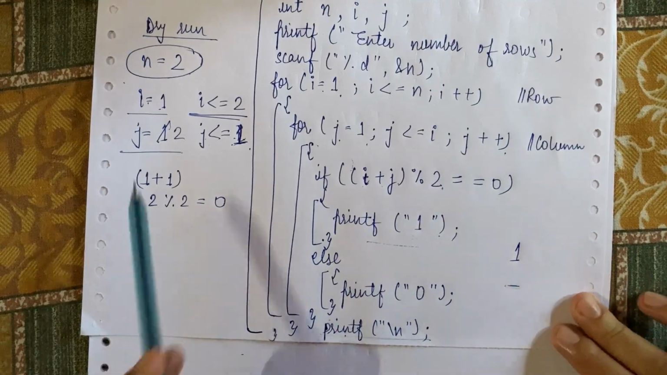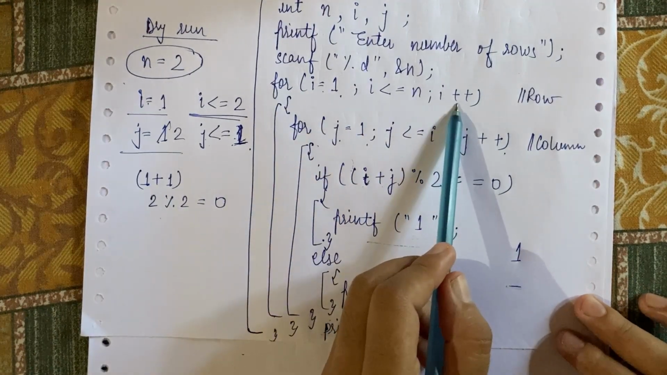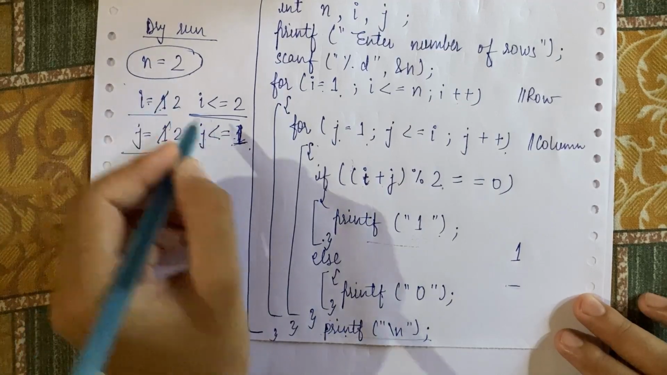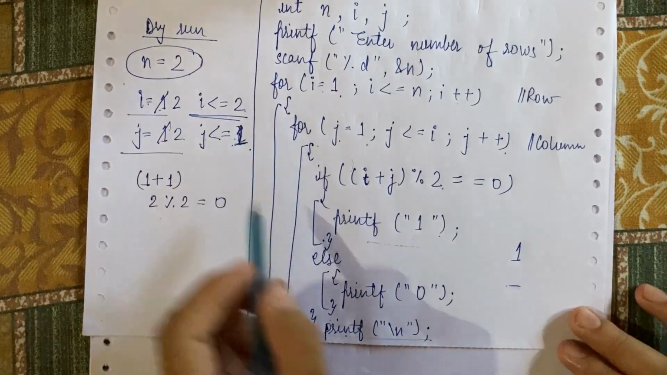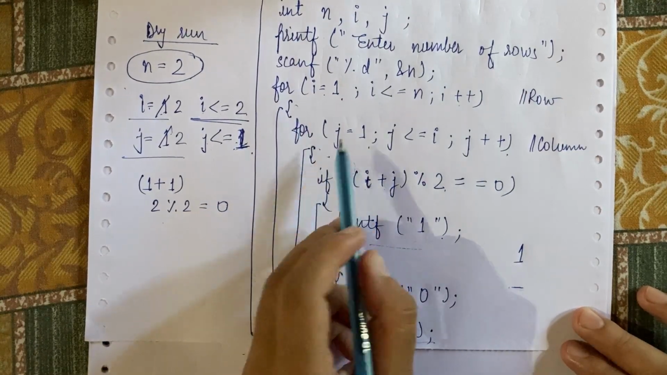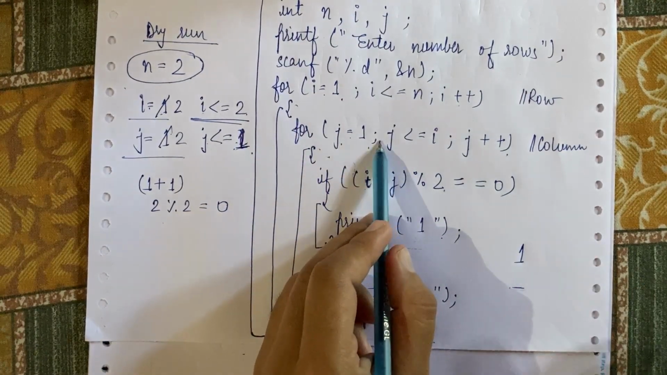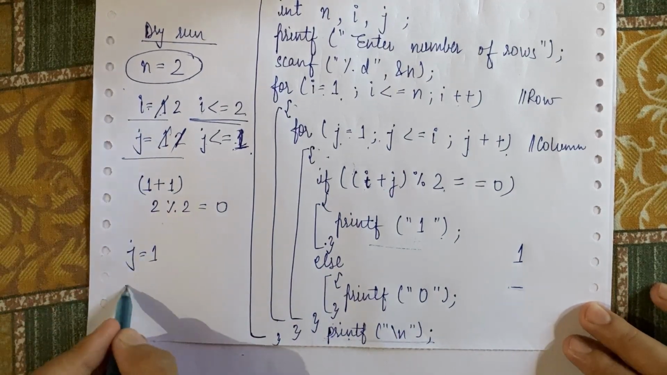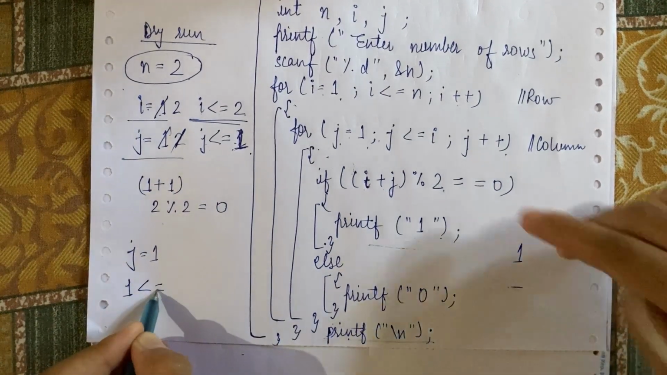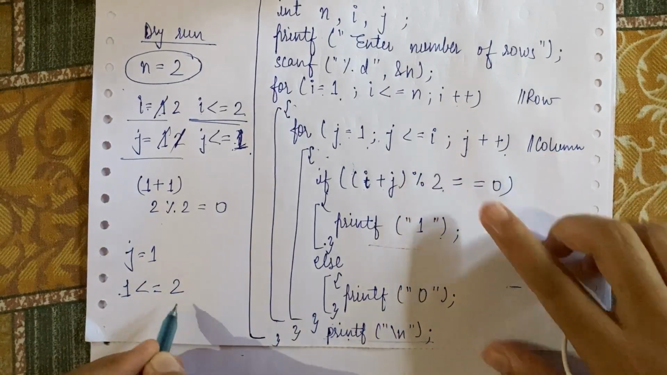Now the value of i is incremented by 1. That means the value of i is now 2. 2 less than or equal to 2, the condition is absolutely true. We'll get inside of this loop. Now j will again start from 1. j always starts as a fresh loop. So j is 1, and j less than or equal to i, where i is 2. The condition is true.